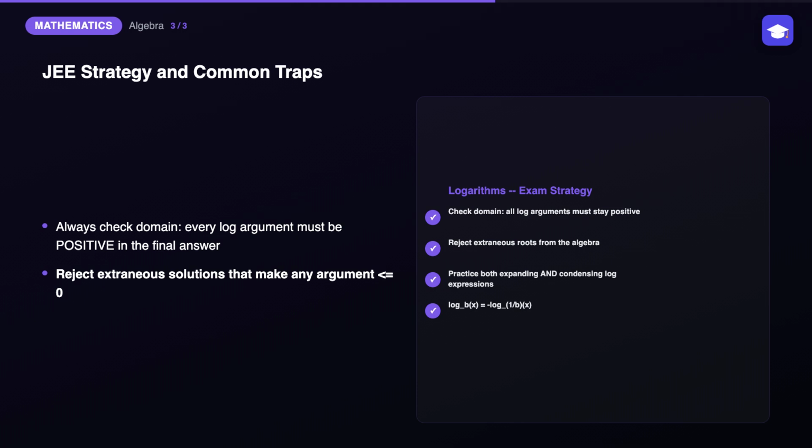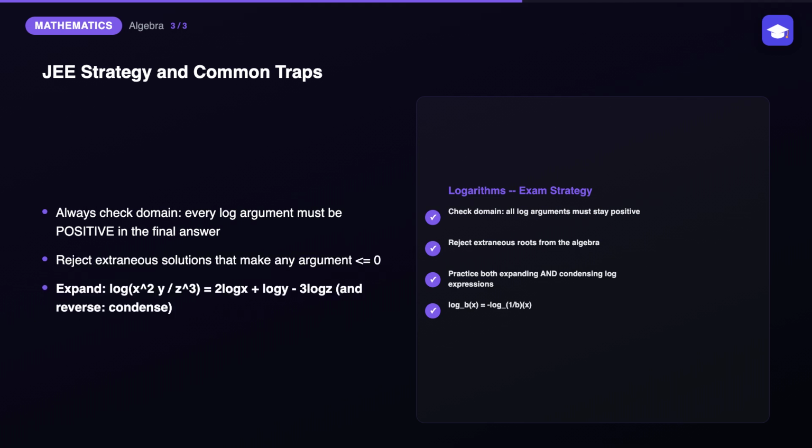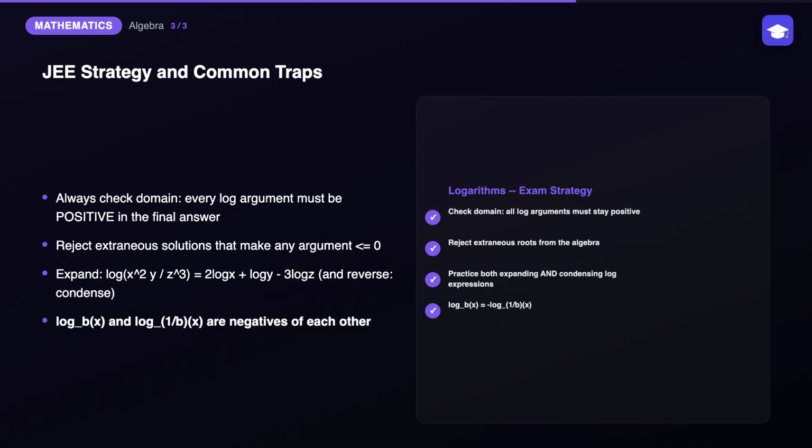after simplification. A frequently tested application combines the product and power rules together to fully expand or fully condense complicated logarithmic expressions, like writing log of x squared y over z cubed as 2 log x plus log y minus 3 log z, and being able to reverse this process, condensing separate log terms back into one, is equally important and tested just as often.